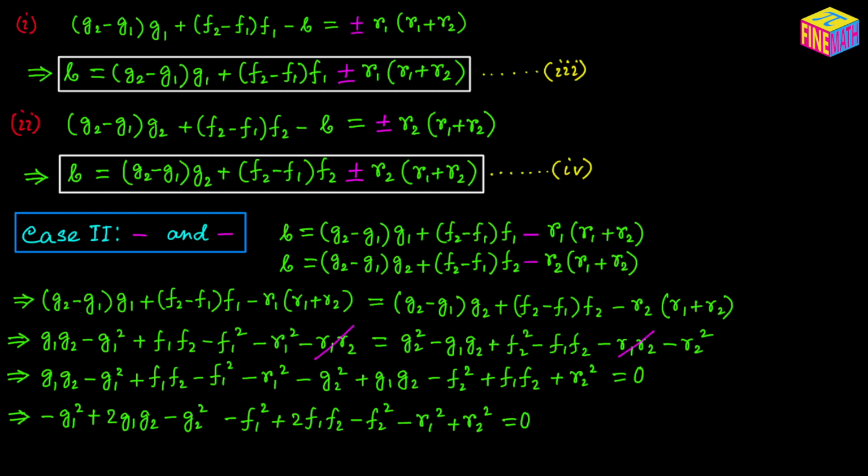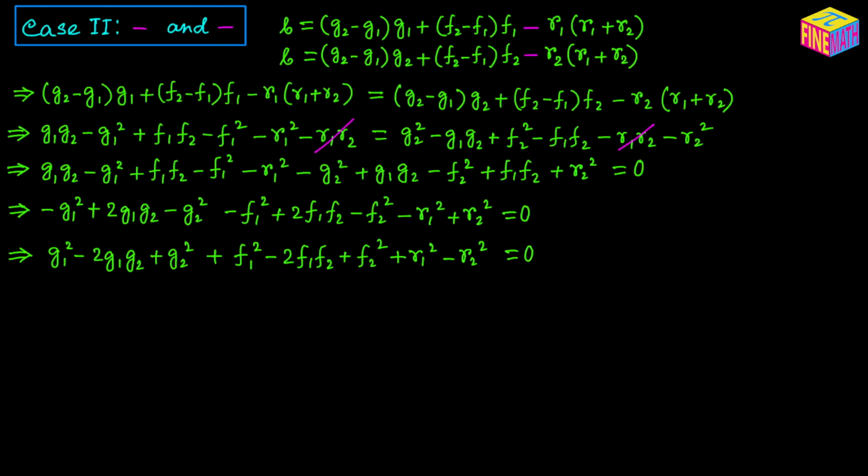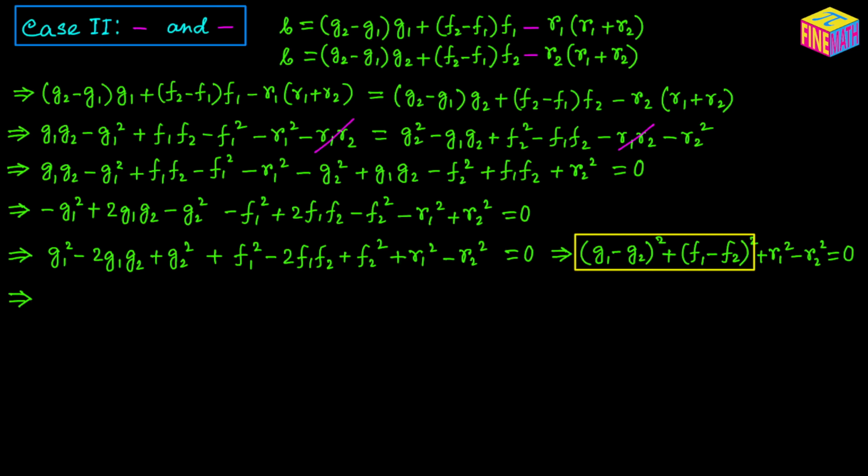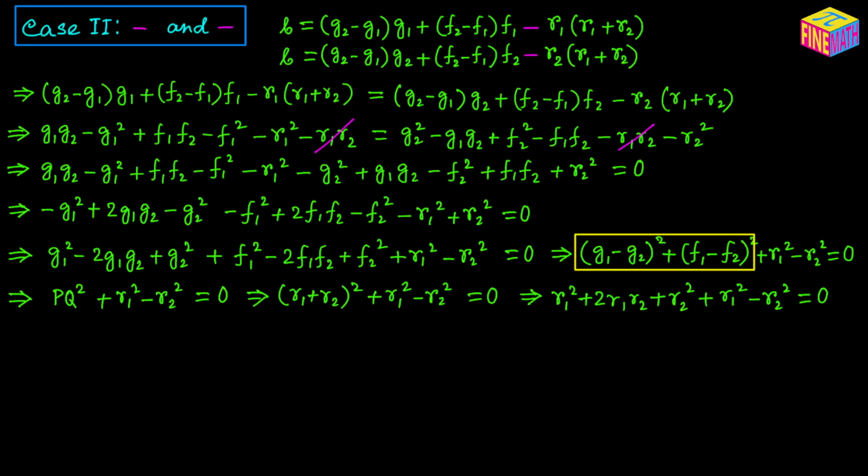And next I am going to multiply both sides by a negative 1, then our equation can be written like this. And from here we can write the equation like this, and in place of g sub 1 minus g sub 2 whole square plus f sub 1 minus f sub 2 whole square, I am going to write pq squared because that represents pq squared. And then in place of pq squared, again I am going to write r sub 1 plus r sub 2 whole squared.